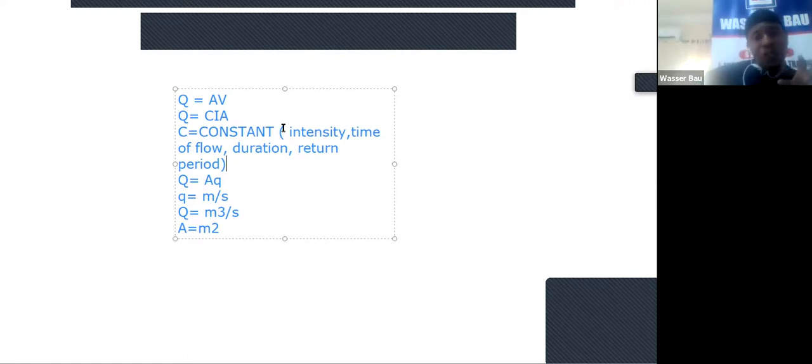When you're doing your design, you have to ask questions. Are you designing against surcharge? Are you designing against flood? And even if you're designing against flood, what kind of area is it? That is where you know the kind of return period to pick: 5 years, 10 years, 25 years, 50 years, 100 years.